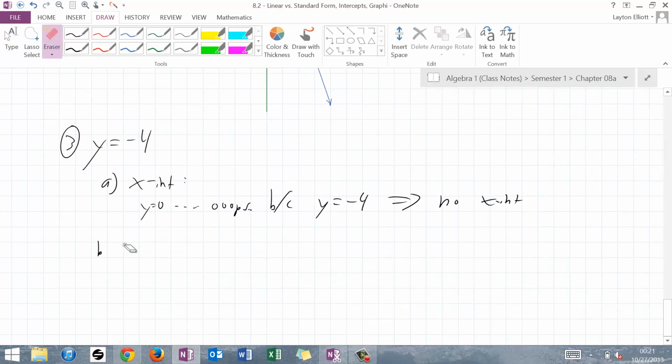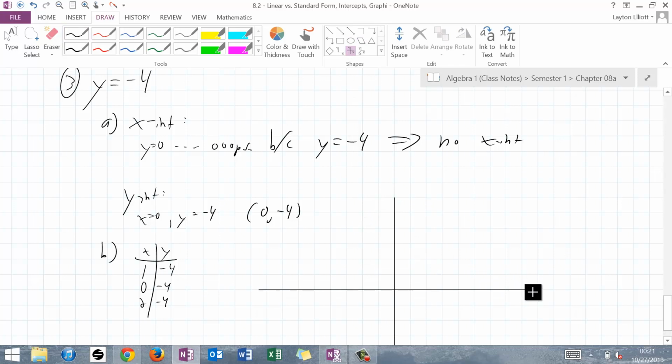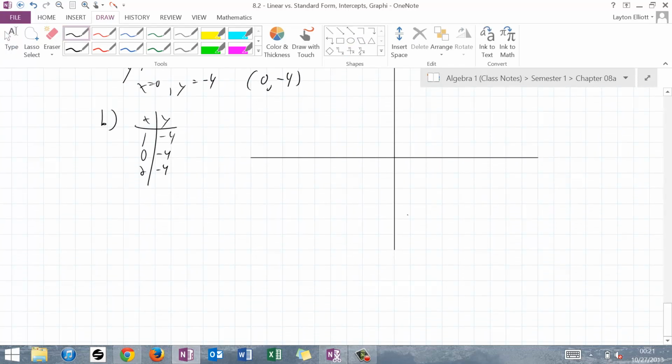And let's do the y-intercept. The y-intercept occurs when x is equal to 0. Well, when x is equal to 0, y is still negative 4, because it says y is negative 4. So that's the ordered pair 0, negative 4. For part B, I need more ordered pairs. I'm going to plug in maybe 1, but I get 1, negative 4, 0, negative 4, which we already did, 2, negative 4. Every y is negative 4. And look what happens when every y is negative 4. They're all the same. It's a horizontal line.